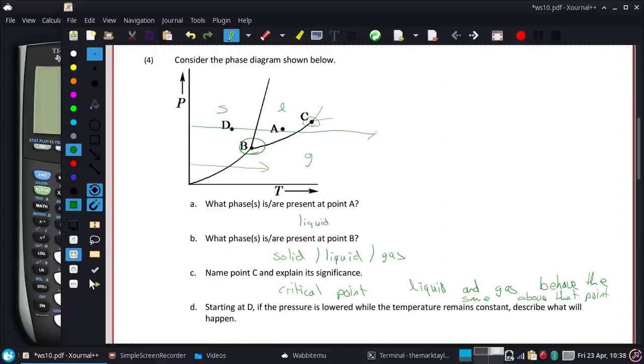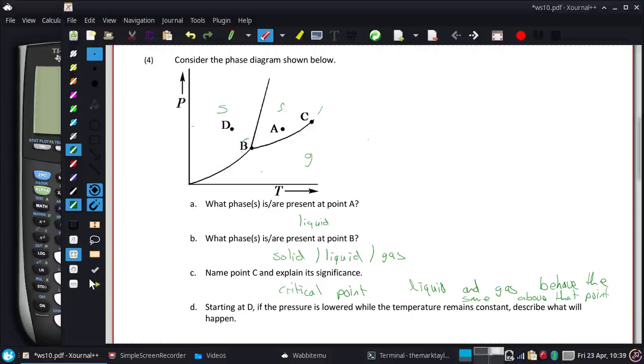All right, then let me erase all these markings here because this next one says, starting at D, if we lower the pressure but don't touch the temperature, what actually happens? So if we're starting right here and we just lower the pressure but don't touch the temperature, that's a straight line down. See what's eventually going to happen? That solid will eventually go to a gas.